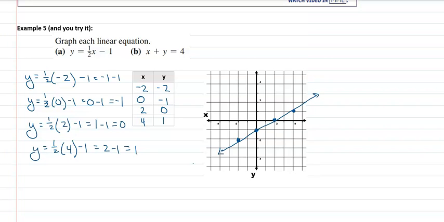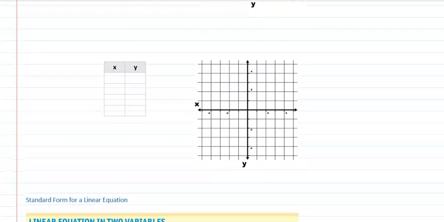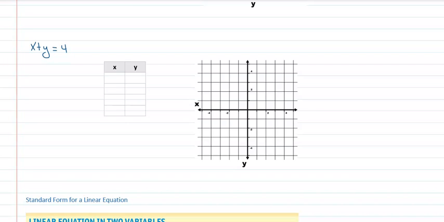All right, so now I'm going to have you try x plus y equals 4. So let's come down and do x plus y equals 4. I'll rewrite it for you. The easiest thing to do, of course, is to solve for y. So go ahead and solve for y first, and then figure out your x's and plot your points. I'm going to stop, so pause the video and try to do it yourself.